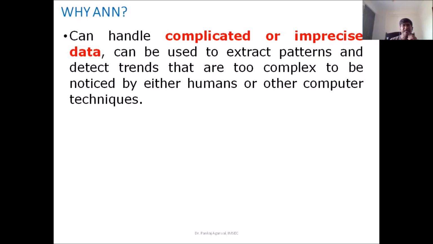They can also handle a lot of impreciseness, although we have to put in some concept of fuzzy logic into it in that case. But they are very good at handling these kinds of complicated data, which normal human beings would not be able to handle. So this is where the ANN can be pretty useful.